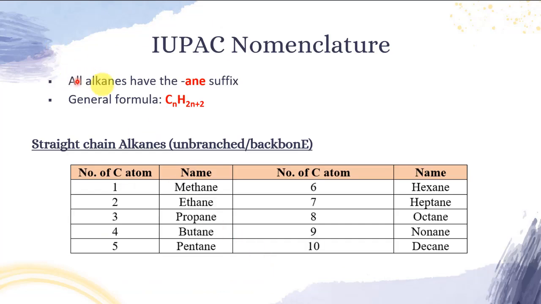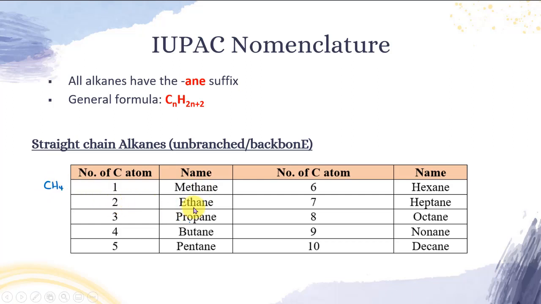First of all, alkanes have the suffix -ane. Suffix means that the name of the alkane will end with -ane. The general formula is CnH2n+2. Here you can see a straight chain alkane, which means this alkane has no branch, or this is the backbone of the carbon chain. If you only have one carbon atom, we name it methane, with the formula CH4, one carbon only.